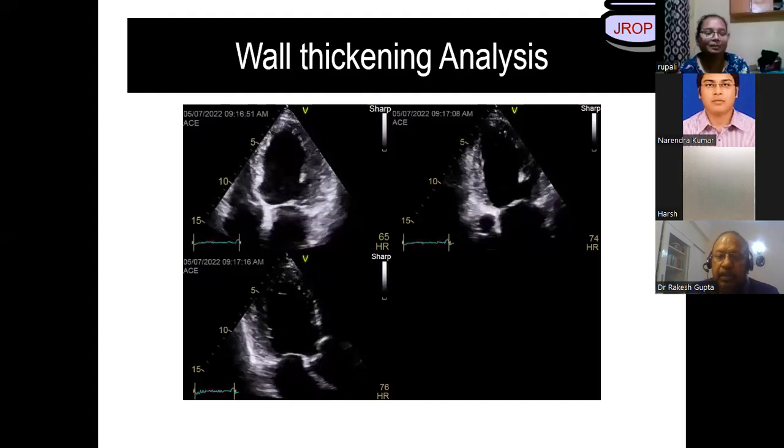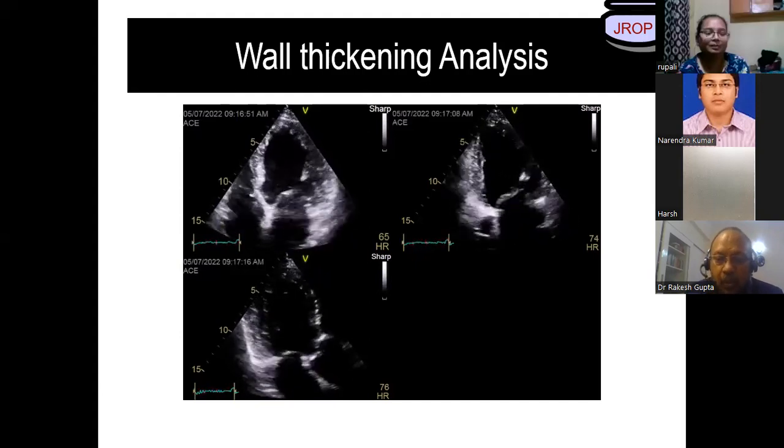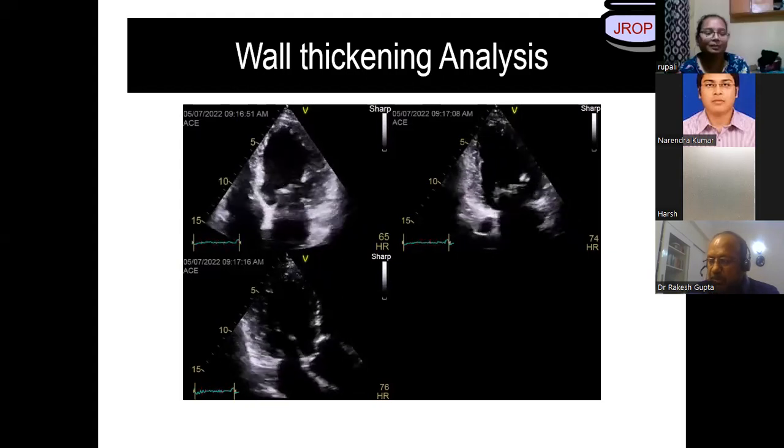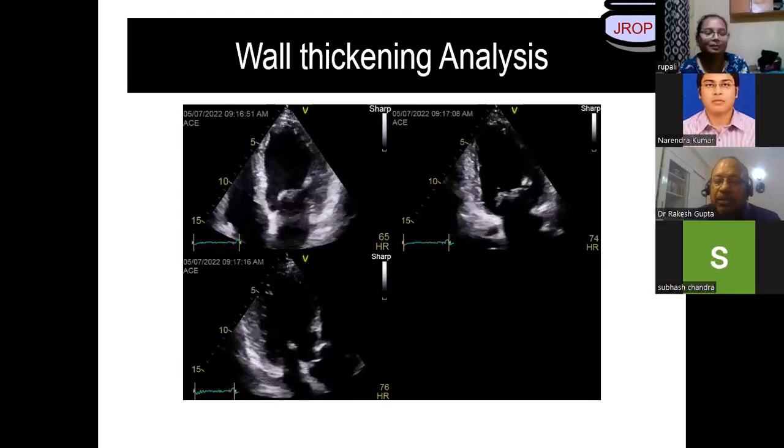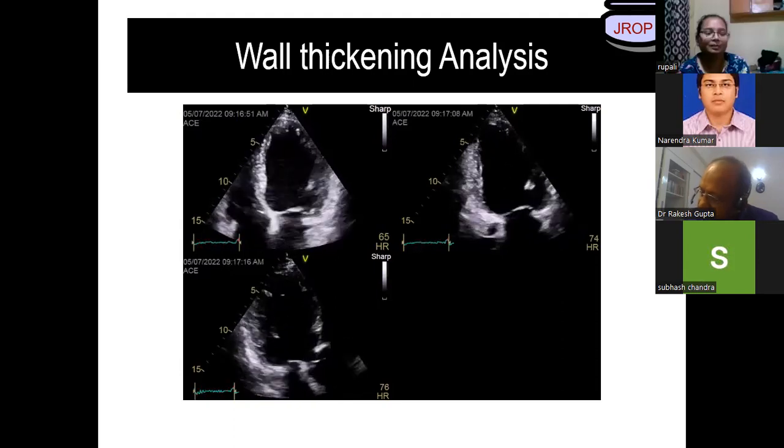Two-chamber view, sir. Which chamber view? Sir, apical two-chamber view. No, I don't agree with you that this is apical 2-chamber view. If you say this is apical 2-chamber view, you have not attended my class at all. Okay. Would you like to take it again or give it to somebody else? Sir, give it to somebody else.